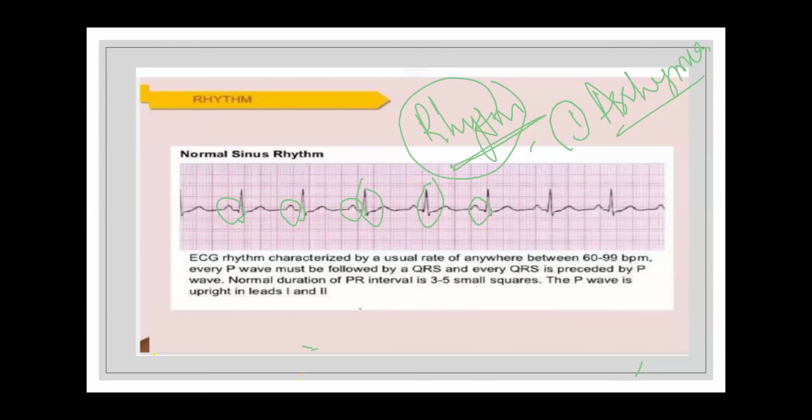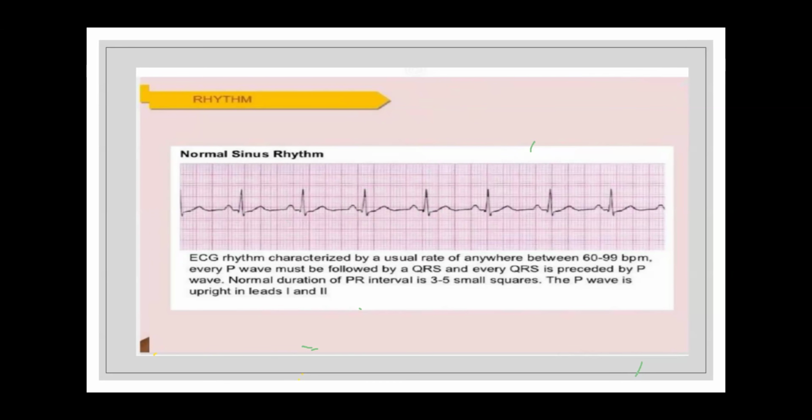The second thing you are going to see is the distance between two R waves. The distance between the two R waves is equal or not. This is the second thing you look for on the ECG. So rhythm comprises two things. First, whether it is sinus. Second, whether the distance between the two R waves is regular.